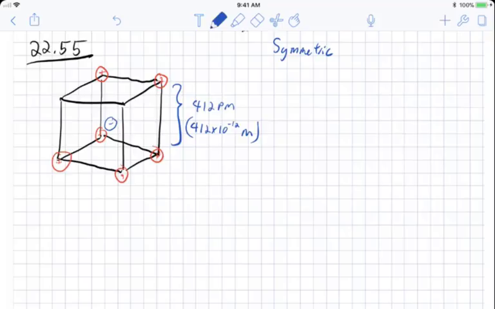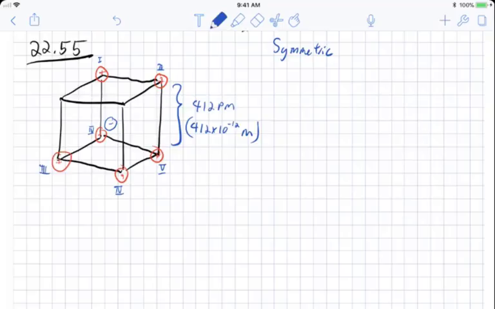Okay. Let me name each of these. 1, 2, 3, 4, 5, and 6. Okay. So I need to calculate each of those individual forces and then add them together.